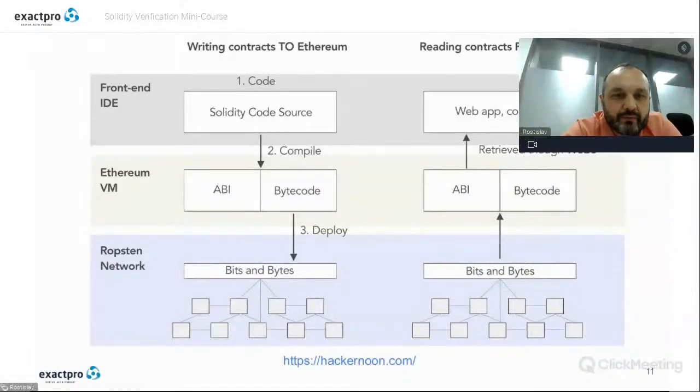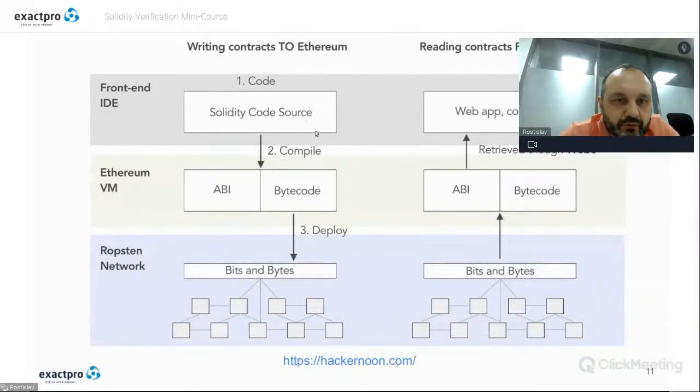So this bytecode is finally deployed to some network. In this example, it's a test network for Ethereum, which actually runs on different nodes here. So these boxes are actually different computers connected to the Ethereum network. And okay, that's basically the idea.